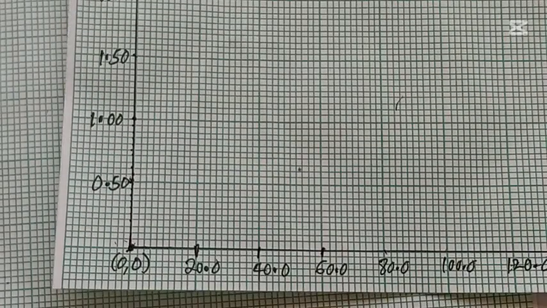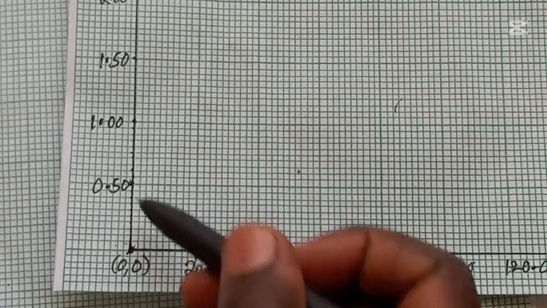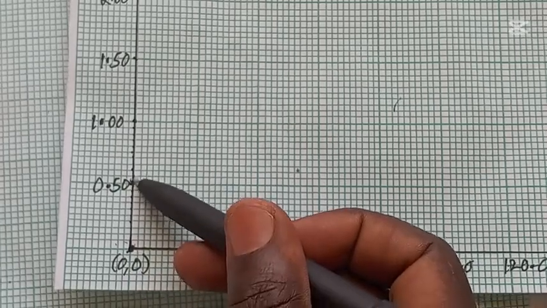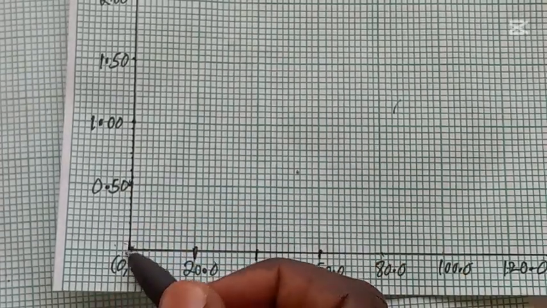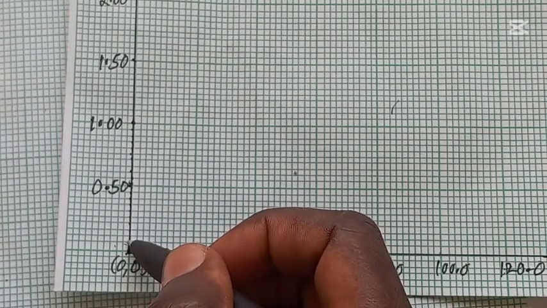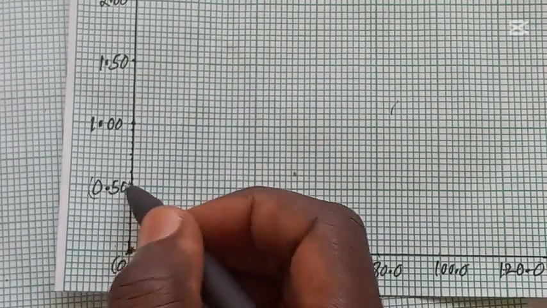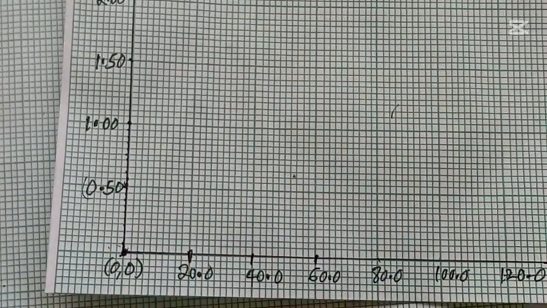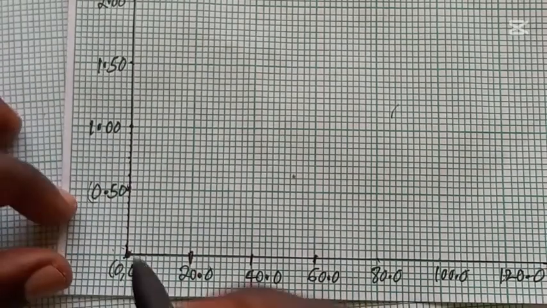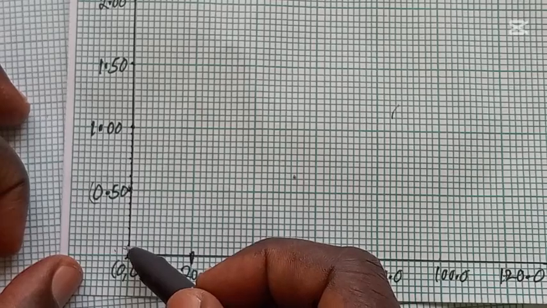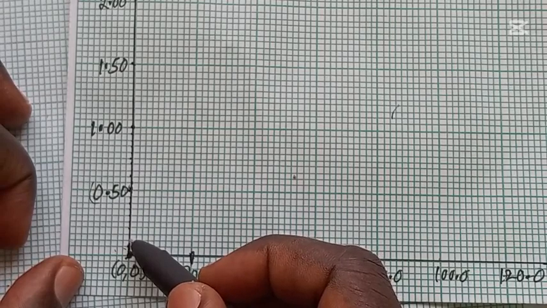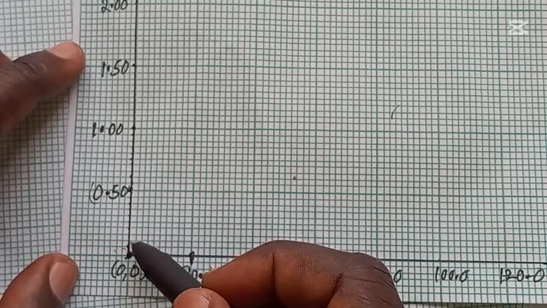We know that from here to here is 0.50, and we have 10 equal divisions. So to get the measurement for every small division, we have to divide this by 10. We take 0.50 and divide it by 10. It will give us 0.05. So this is 0.05, and if you add another 0.05, it will be 0.1, meaning every two small divisions will give you 0.1.